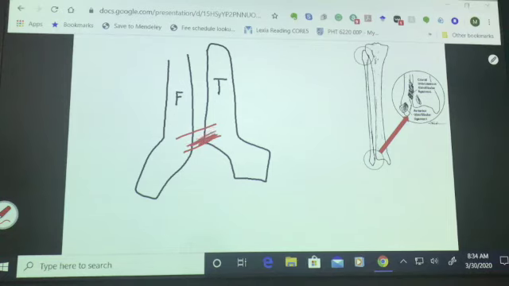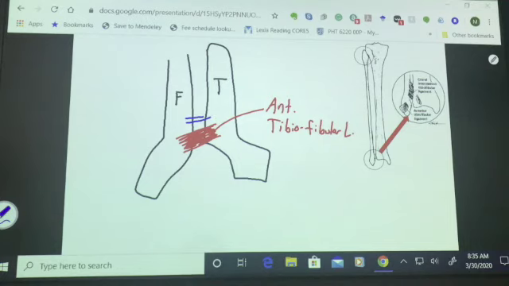are going to be anterior tibiofibular ligament. And you know just as well as I do that if we have an anterior one, then we're going to have a posterior one too. So that one, we're going to draw that one really small because that one's going to be in the back. So posterior tibiofibular ligament.